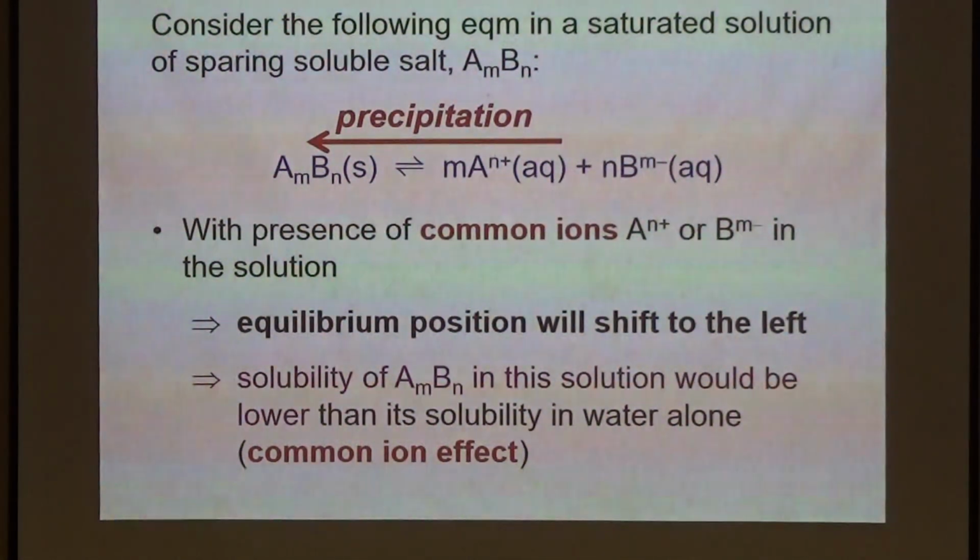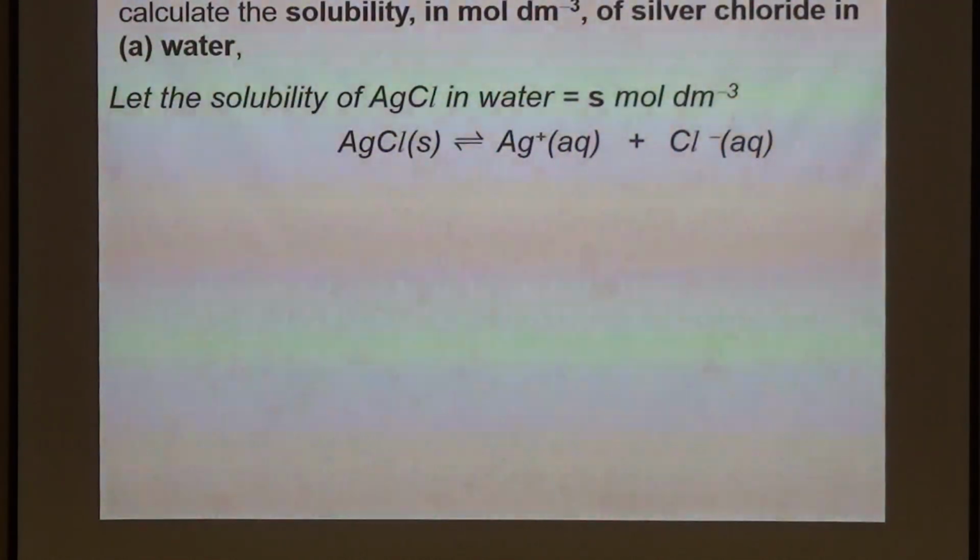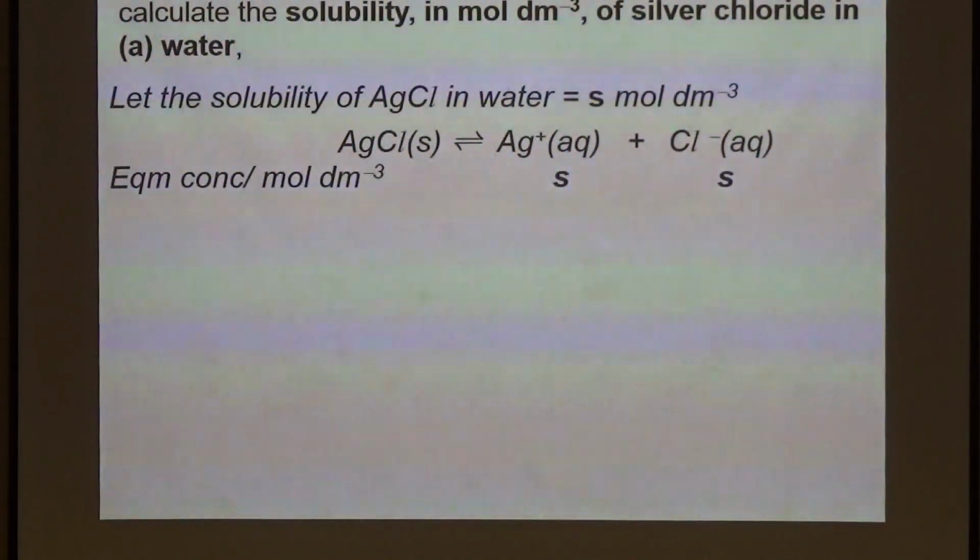So the solubility of the salt would be lower than the solubility in water alone. And this is called the common ion effect. Let's look at the example and I think it will be clearer. Let's say you have silver chloride. They ask you to calculate the concentration or solubility in mole per dm cube, given the KSP.